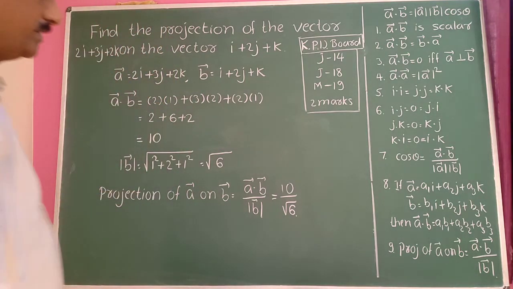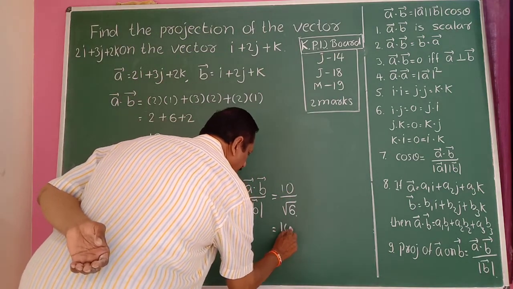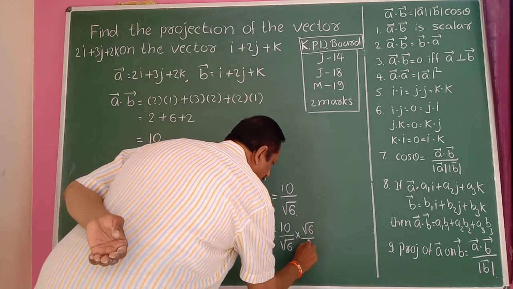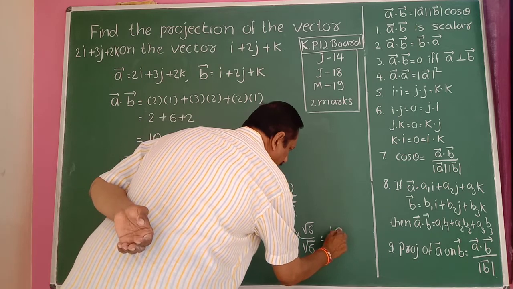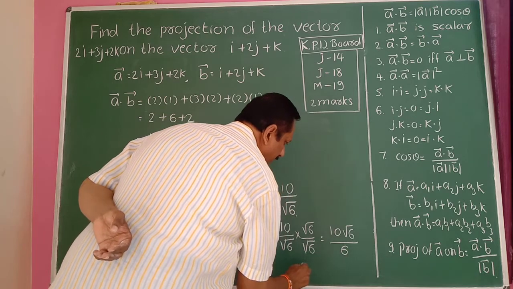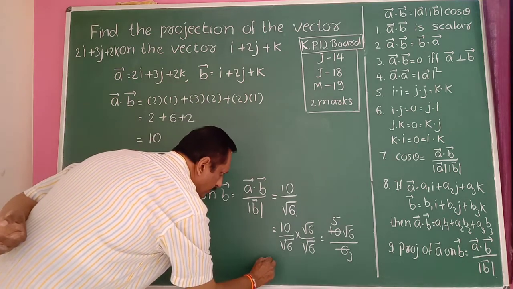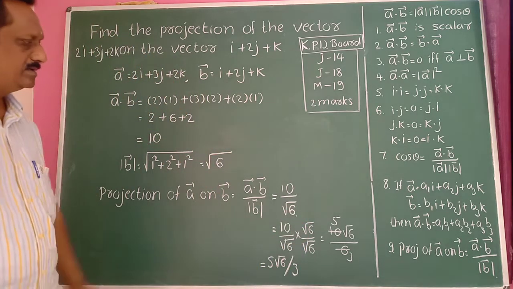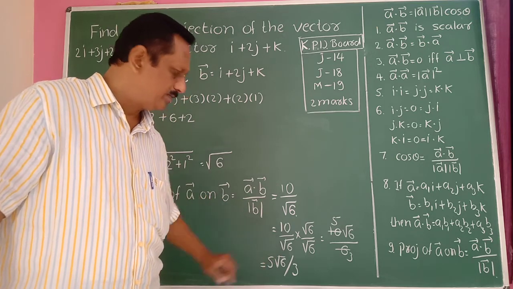You can simplify this further by multiplying numerator and denominator by root 6. Even this is also an answer. If you want further simplification, you can multiply and divide by root 6. It is called rationalization. Therefore, this is equal to 10 root 6 divided by root 6 into root 6, which is only 6. Then 2 3s are 6, 2 5s are 10. This is equal to 5 root 6 divided by 3. Even 10 by root 6 is an answer, otherwise you can simplify like this. So 5 root 6 upon 3 is the answer.